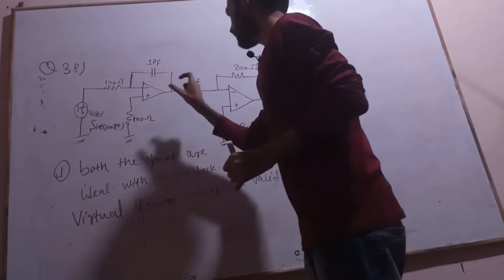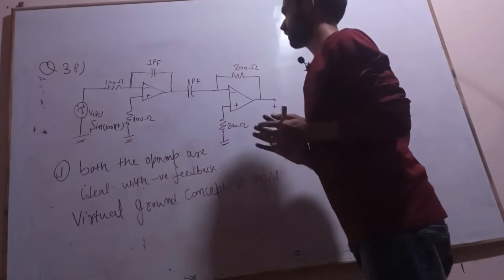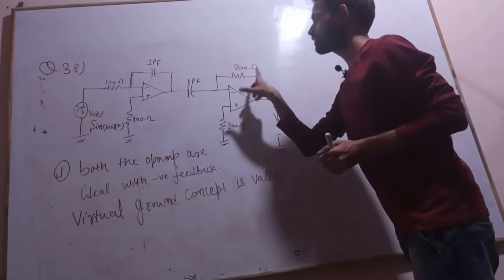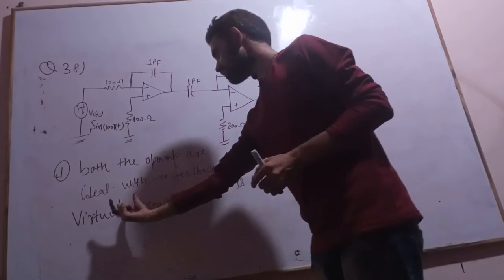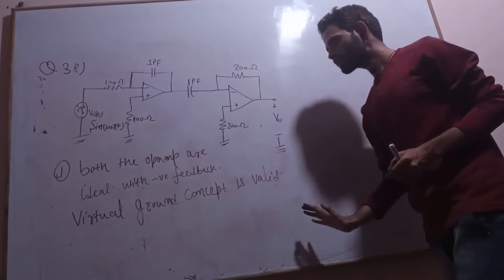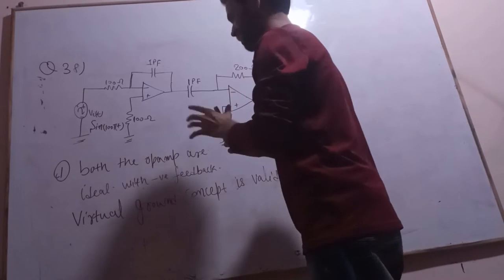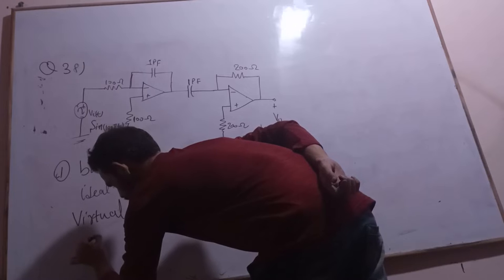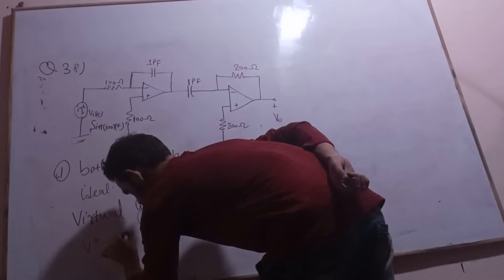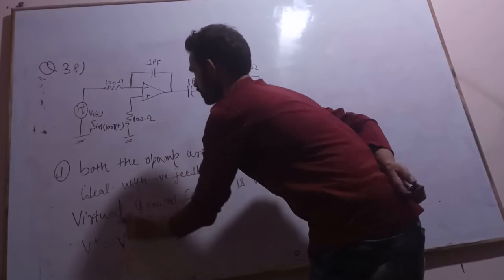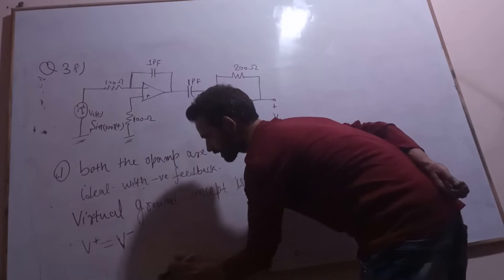Here, this is negative feedback and this is also negative feedback. Both are negative feedback and both are ideal, so we can say the virtual ground concept is valid. What is this virtual ground concept? In the virtual ground concept, V positive is equal to V negative. Whatever the voltage is at the positive terminal, the same voltage will appear at the negative terminal.